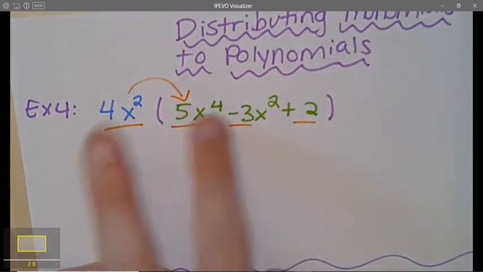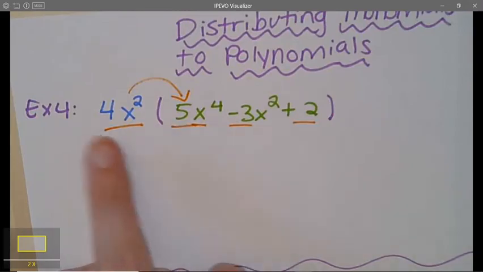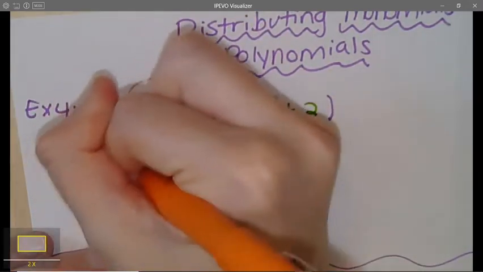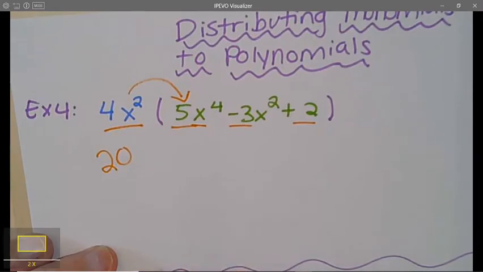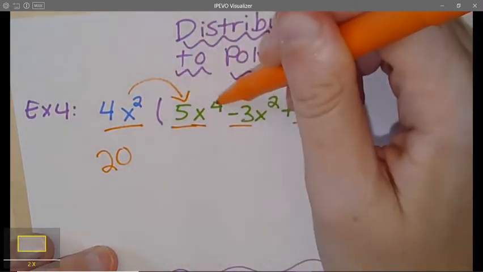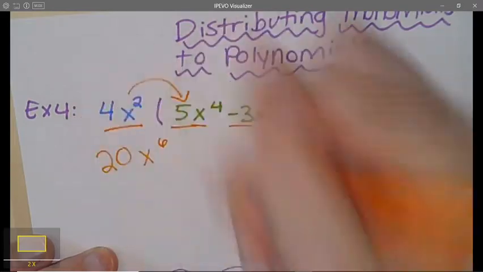Okay, so when you multiply these two together, you're going to multiply the numbers in front. So 4 times 5 gives me 20. And then since I have two variables with exponents, when you multiply those together, you actually add the exponents. So 2 plus 4 will give me a 6. So x to the 6th.